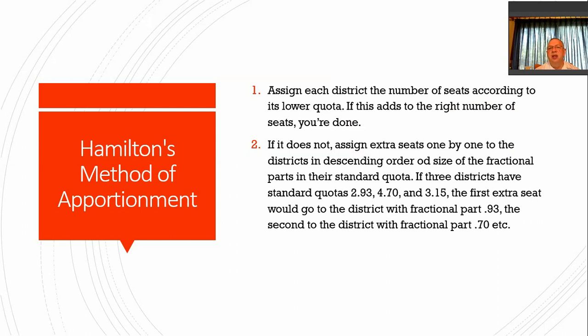If this adds to the right number of seats, we're done. If it does not, we're going to assign extra seats one by one to the districts in descending order of size of the fractional parts in their standard quota. So if 3 districts have standard quotas 2.93, 4.70, and 3.15, that first extra seat would go to the district with fractional part 0.93, that's the largest fractional part. Then the second district with fractional part 0.70 would get the next one, and then we would continue on down until all of the extra seats were portioned out.